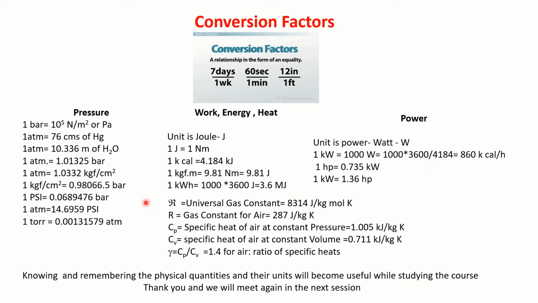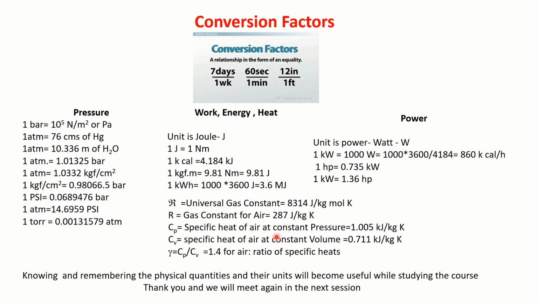Sometimes in thermodynamics, we use a number of constants, so it is better to know what these constants are and their values. The universal gas constant, anyway we'll derive this, has the value 8314 joule per kg mole K. The gas constant for air is 287 joule per kg K. This is called the specific gas constant, and the other is known as the universal gas constant.